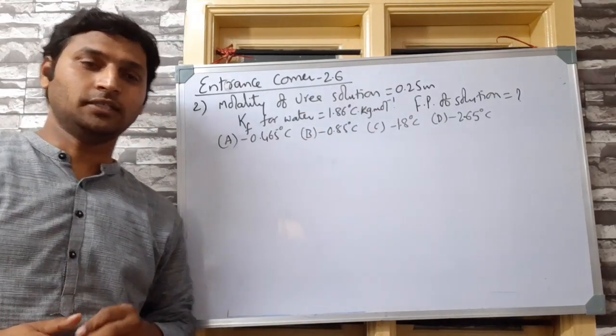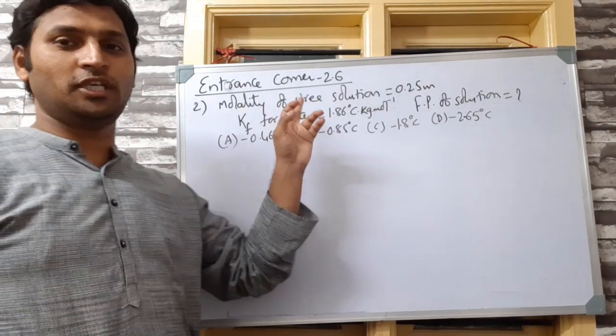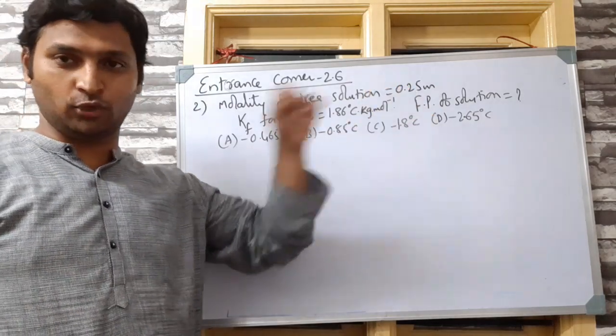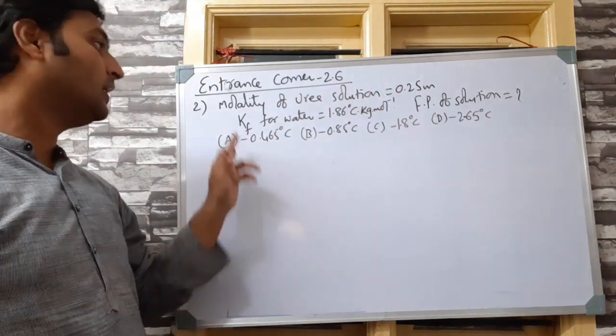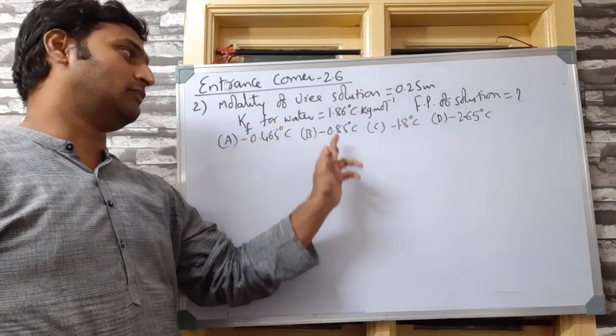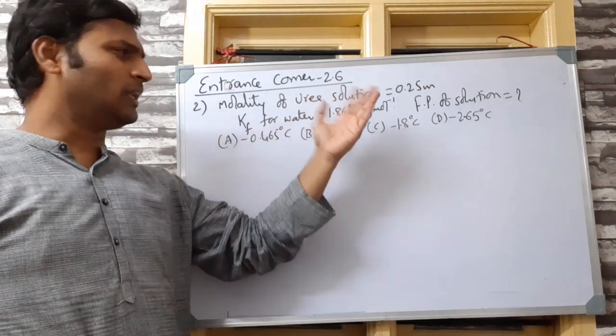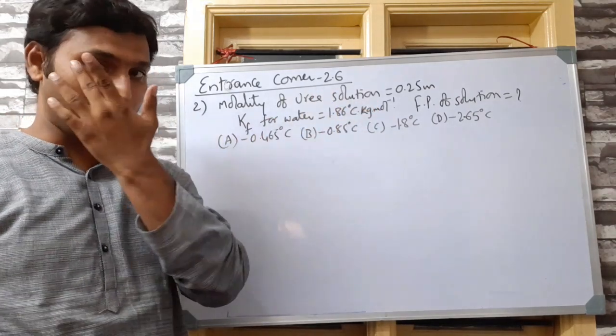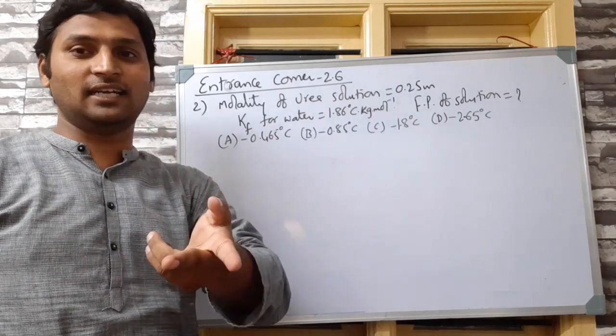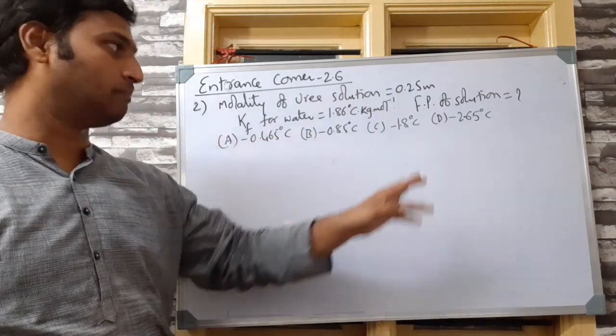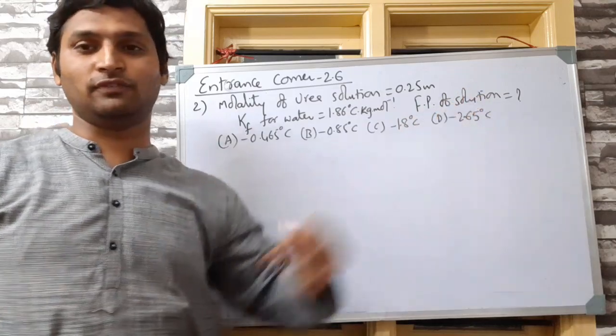Go through the second question. Urea solution is taken and he has given you molality, 0.25 molal solution of urea, and he has given you cryoscopic constant for water, 1.86 Kelvin kilogram per mole or degree Celsius kilogram per mole. Because it is the difference in degrees, it's one and the same. Then he is asking you the freezing point of the solution.